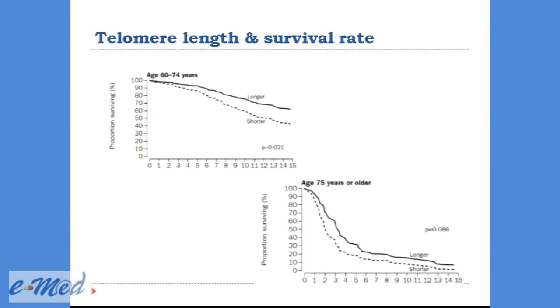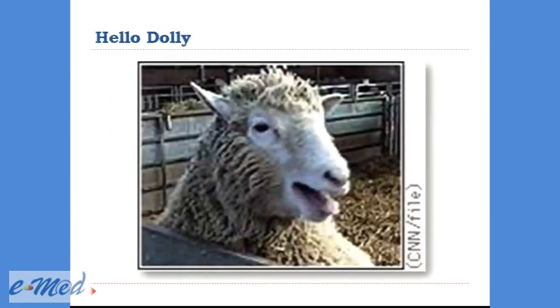More illustrative examples of the importance of telomeres in aging and premature aging are shown here. This is Dolly, the first cloned sheep. Actually, it's not cloned, it was nuclear transfer, but these are details. And as you remember, Dolly died unexpectedly 3 years after her cloning. And she died of premature aging.